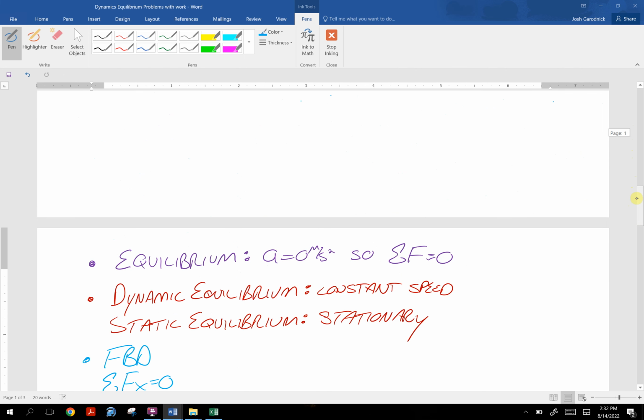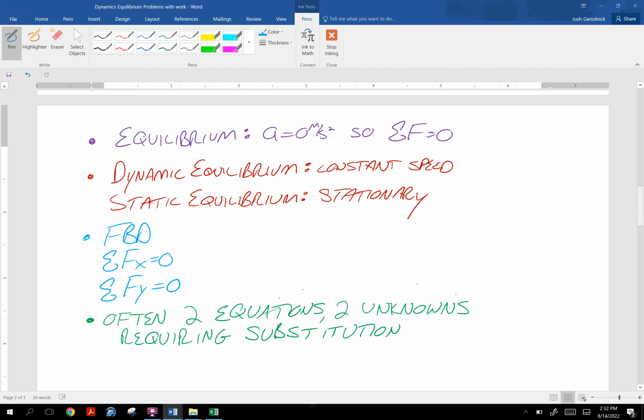Equilibrium problems basically means that the forces add up to zero. So the acceleration is zero in both the x and the y. And there's two types of equilibrium. There's dynamic, where you are actually still moving, but it's a constant speed. A is still zero. Forces add up to zero. There's static equilibrium, the one we just did, where the object is stationary. And we draw FBDs, do forces x, forces y. And I do want to say that right now we're focused on hanging masses, but in the future, it could be any forces adding up to zero.